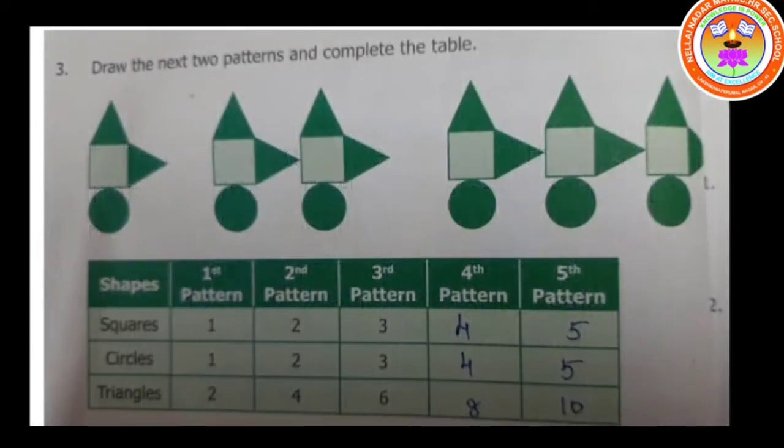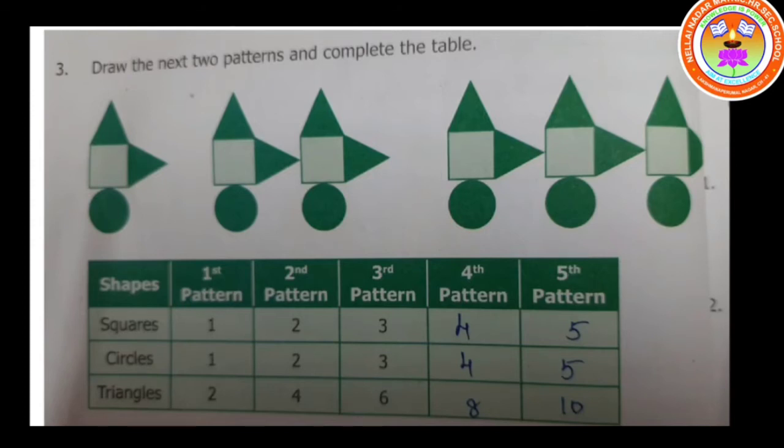In this picture, observe, draw the next 2 patterns and complete the table they have given. They have given the first, second and third patterns in the diagram. The fourth and fifth patterns we have to draw. Before drawing, we will observe the diagram. The first one has 1 square, 2 triangles and 1 circle. And in the second pattern, 2 squares, 2 triangles and 1 circle.